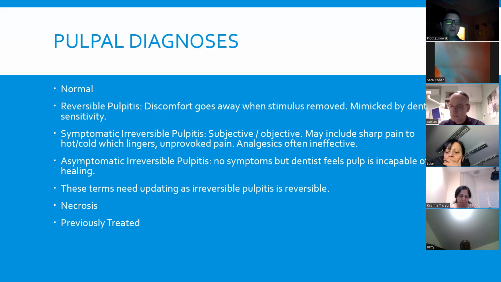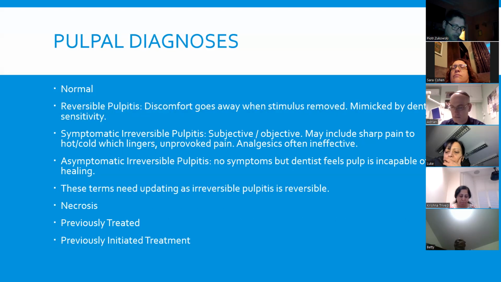Then we've got previously treated. It's already got a root filling in it. Or previously initiated treatment. Someone has started root canal treatment but not finished it. Usually speaking, it's accompanied with a temporary filling, but I've seen this on patients that have got a crown. So someone started a root canal filling, given up on it, and put a crown on anyway. You sometimes see that the top of the pulp chamber looks a bit odd, and that's often what it is.